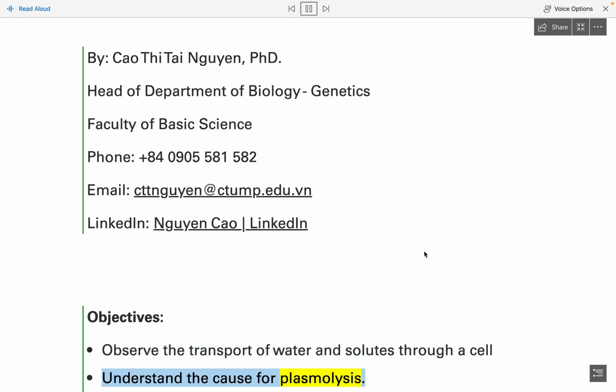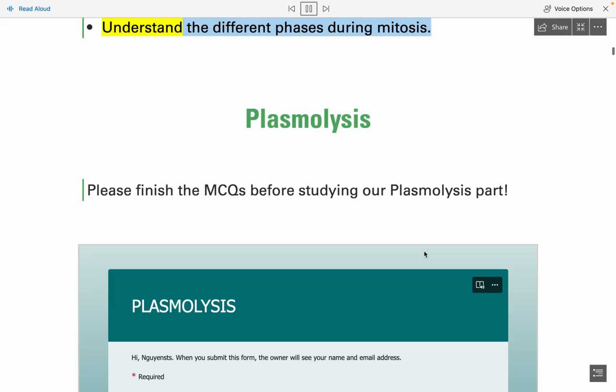Understand the cause for plasmolysis. Understand the different phases during mitosis.